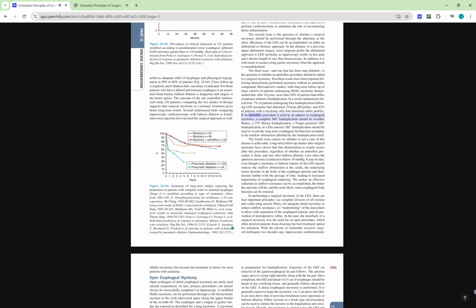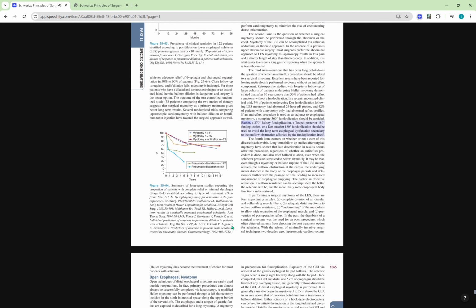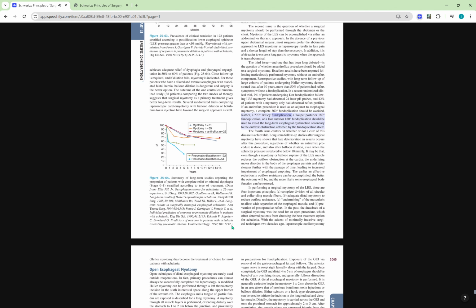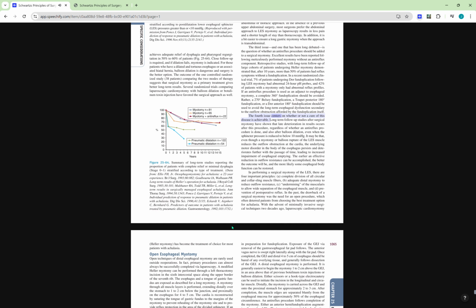If an antireflux procedure is used as an adjunct to esophageal myotomy, a complete fundoplication should be avoided. Rather, a 270-degree Belsey fundoplication, a Toupet posterior 180-degree fundoplication, or a Dor anterior 180-degree fundoplication should be used to avoid the long-term esophageal dysfunction secondary to the outflow obstruction afforded by the fundoplication itself. The fourth issue centers on whether or not a cure of this disease is achievable.